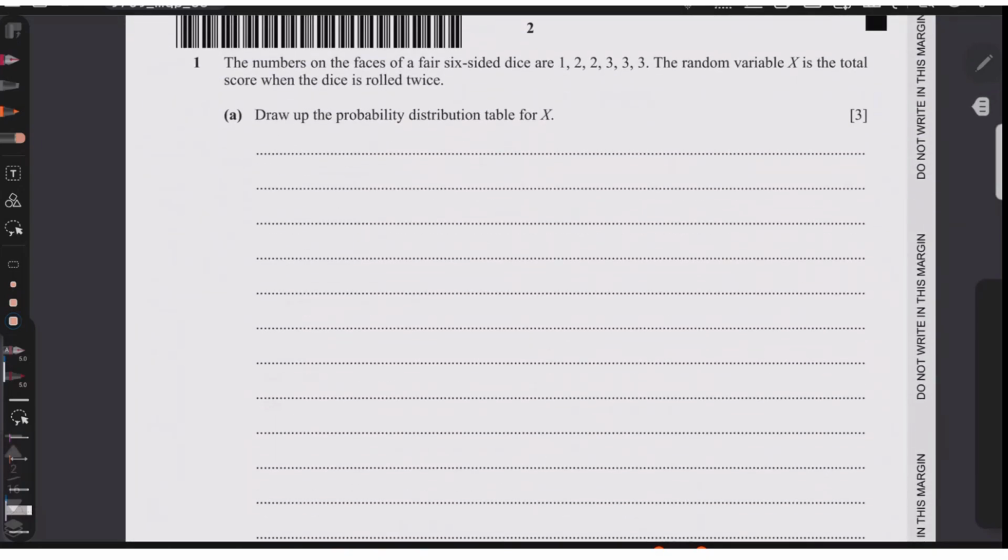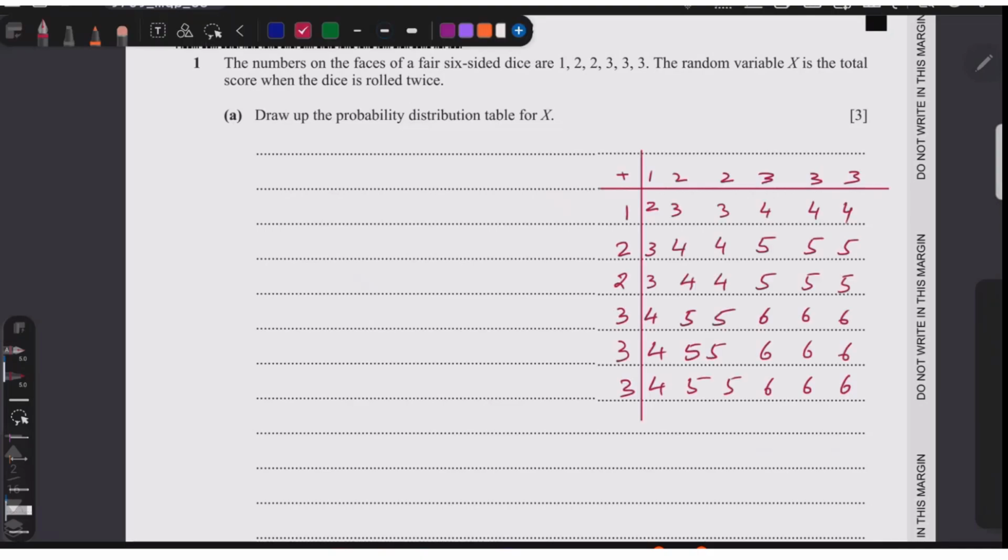Let's start with question number 1, and it says that the numbers on the faces of paired six-sided dice are these. The random variable x is the total score when the dice is rolled twice. We must develop a possibility diagram. Okay, this is the possibility diagram.